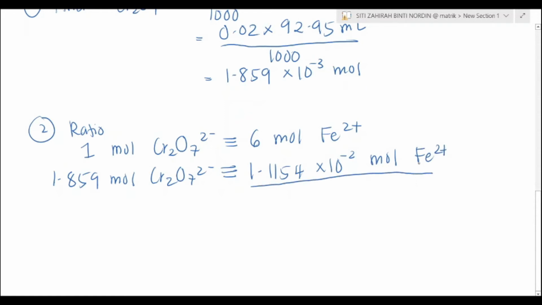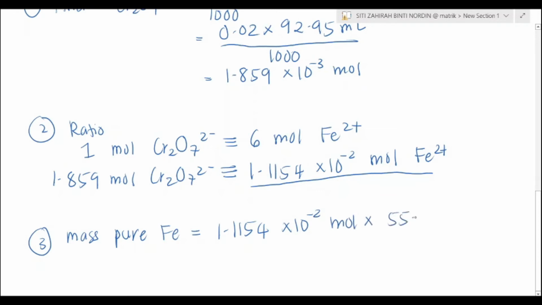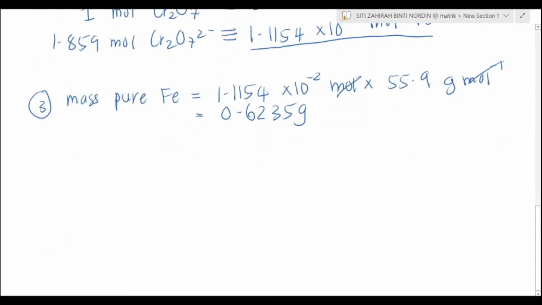Okay, so we already found out the mole of Fe2 plus. Now we can find the mass for pure Fe, which would be 1.1154 times 10 to the power of minus 2 mole times 55.9 gram per mole. So your mass of pure Fe would be 0.6235 gram.